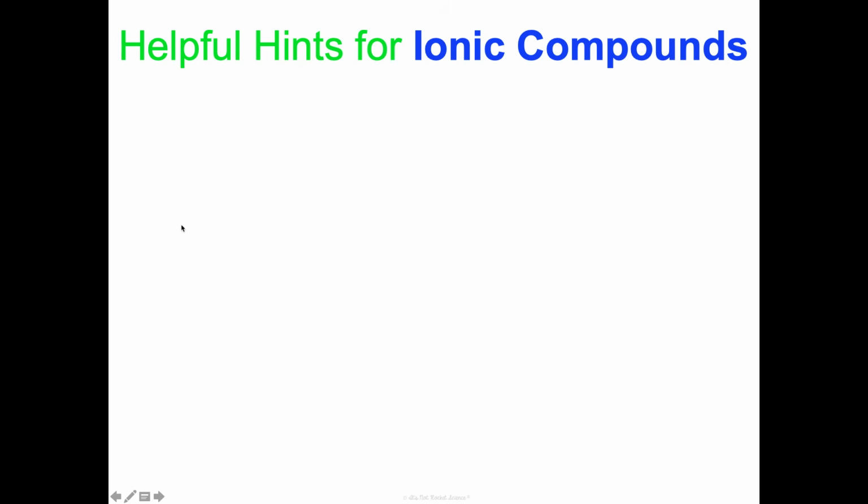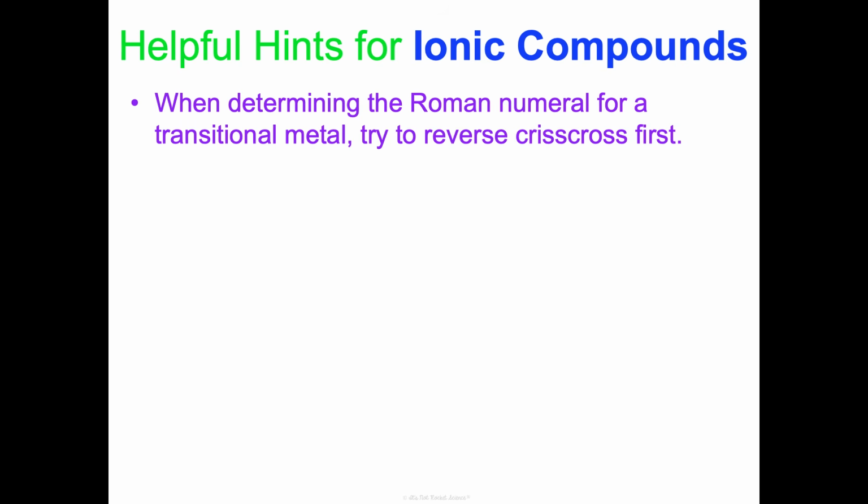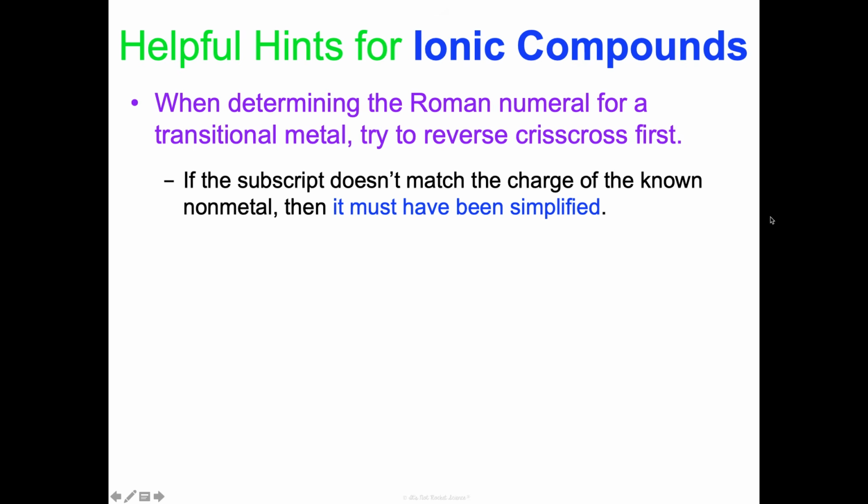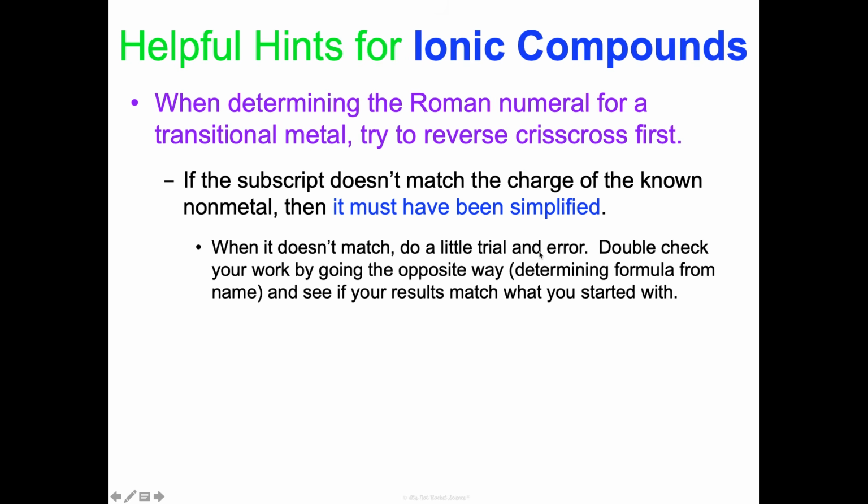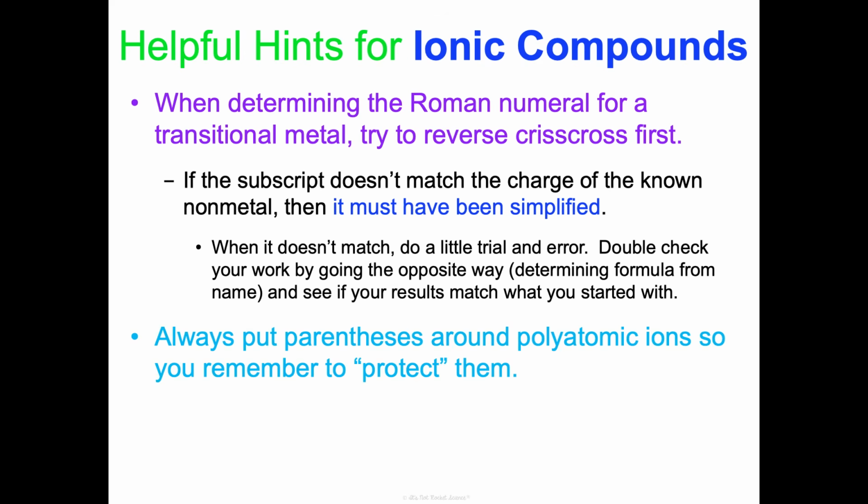And then last, I just want to hit you with some helpful hints to take away when doing this. So when determining the Roman numeral for a transition metal, try to do that reverse crisscross method first. And if the subscript doesn't match the charge of the known non-metal, it must have been simplified. So that's a good sign there. When it doesn't match, it's easiest if you just do a little trial and error and double check your work by going the opposite direction. Again, take your formula, go backwards, and figure out the name or vice versa, and just see if your results match. And that'll be a great way to double check.